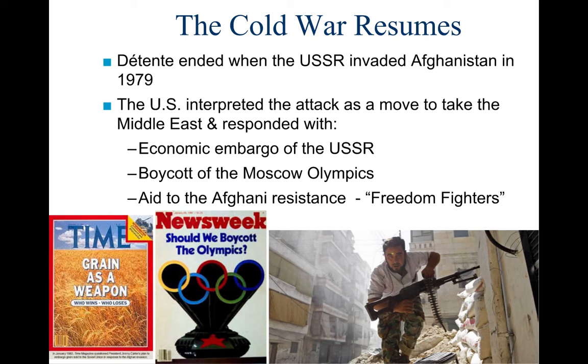And then also the U.S. directly aids Afghan fighters. They were called freedom fighters, and you see one here. So basically the idea was that the U.S. is directly getting involved in trying to help the opposition to the Soviet Union.